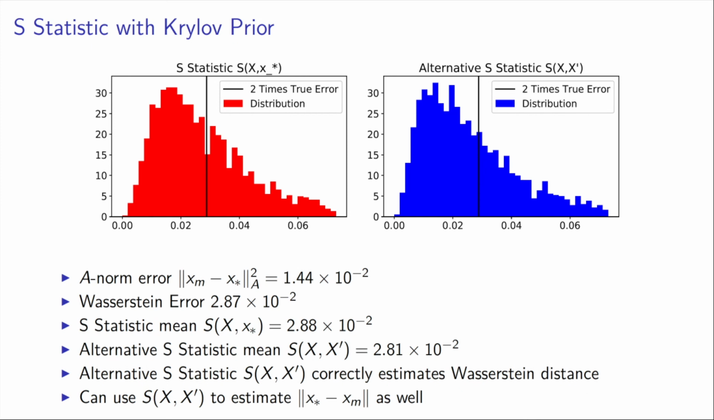Here we show the S-statistic with the Krylov prior. Here the A norm of the error is the same, 1.44 times 10 to the minus 2. The Wasserstein error, the S-statistic, and the alternative S-statistic are all around the same value, at 2.8 times 10 to the minus 2. So what this means is that the alternative S-statistic correctly estimates the Wasserstein distance. And you can see this in the plots, where the plot on the left is the S-statistic and the plot on the right is the alternative S-statistic, and both of them have around the same distribution. Since the mean of the S-statistics is around 2 times the A norm of the error, we can use the S-statistic to estimate the A norm of the error as well.